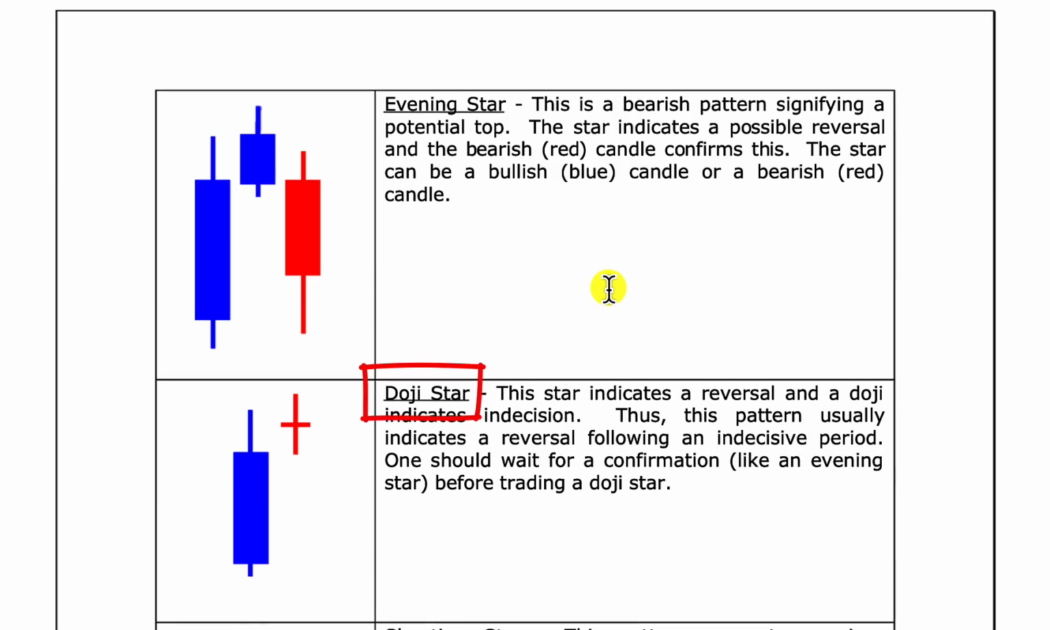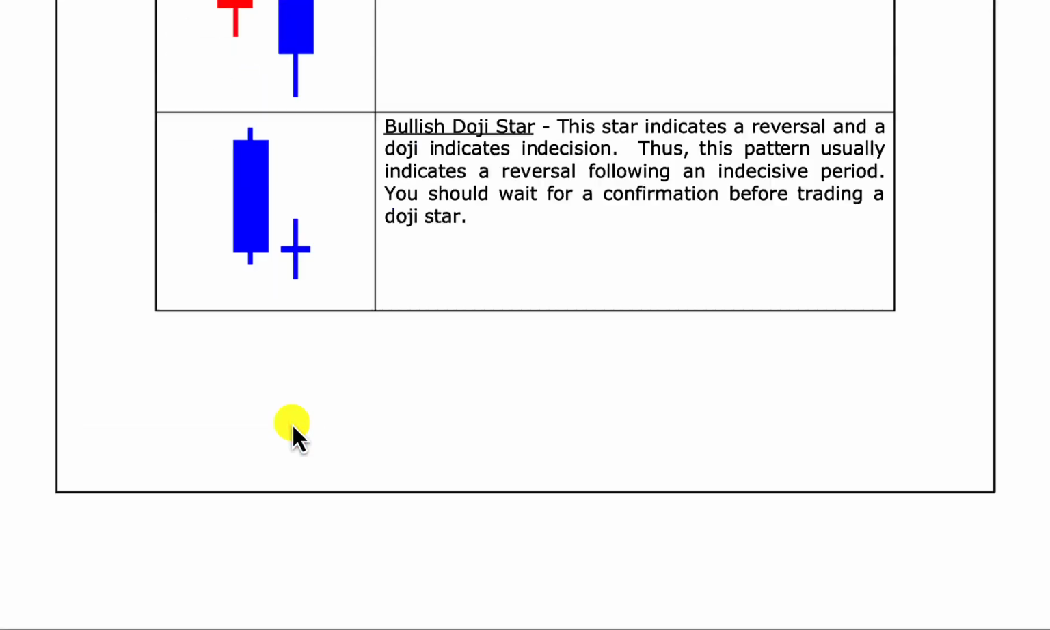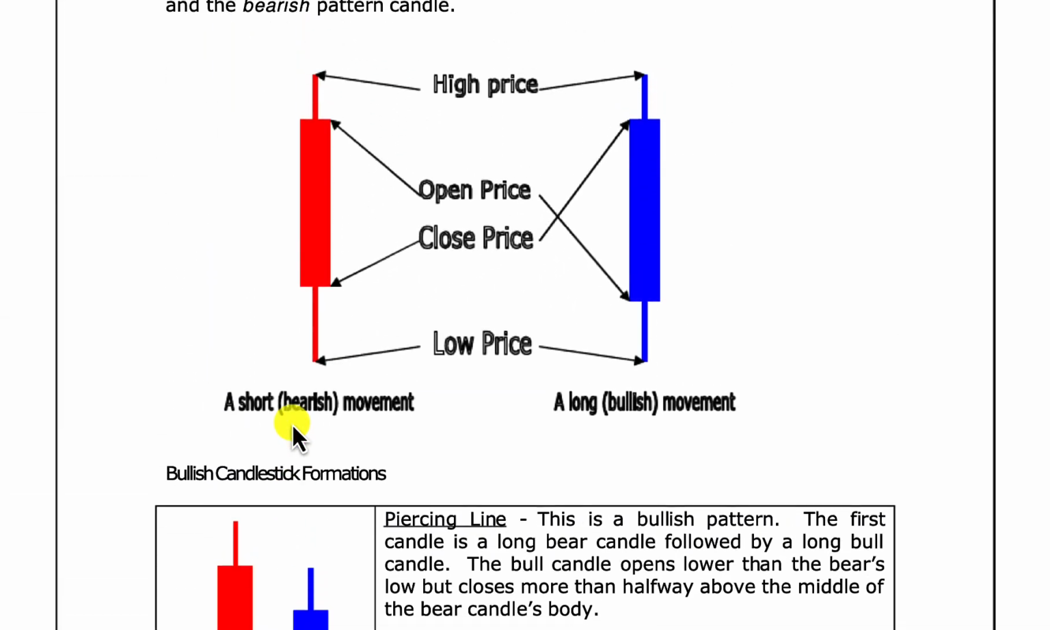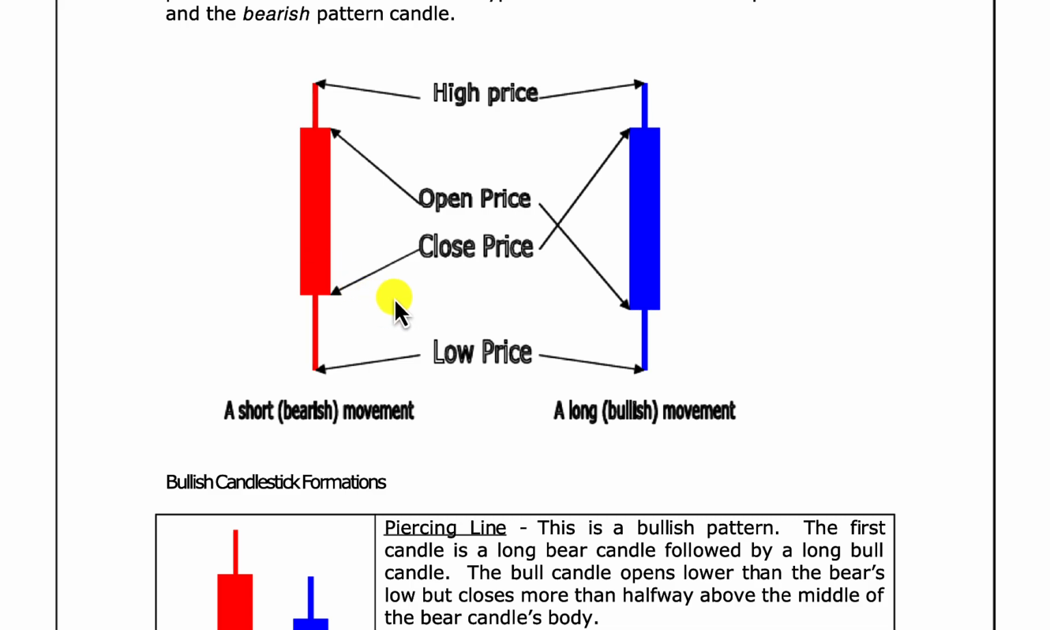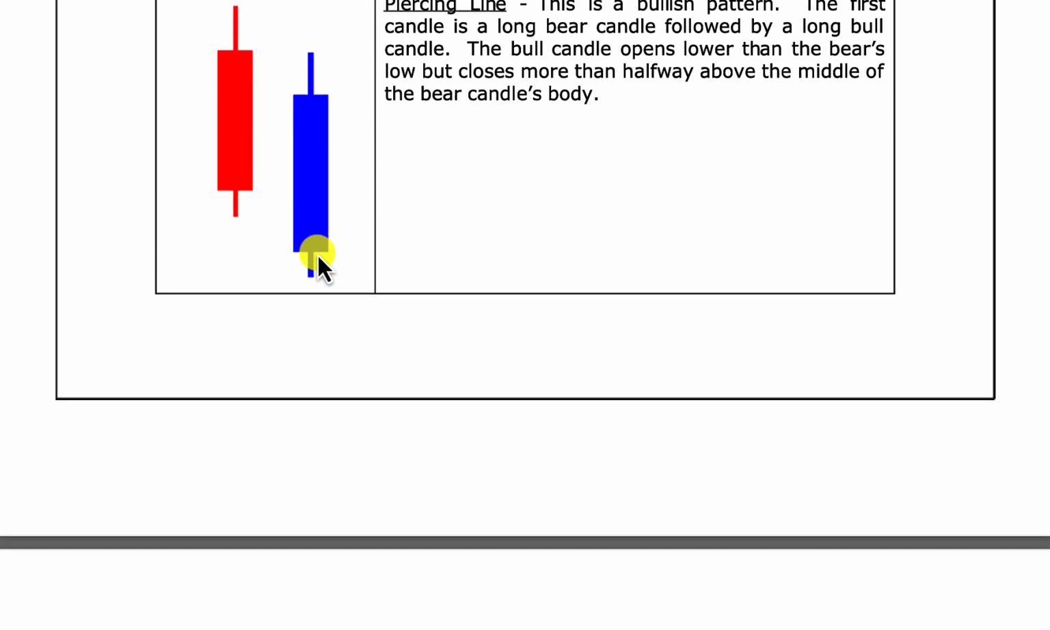Doji star, very similar thing to this. We had a look at the morning doji star. This is the evening doji star. Remember, a doji is when the market price opens and closes at the same price. If you go back to the beginning of this, you'll remember that the opening and closing prices form the shape of the candle along with the highs and the lows. So if the opening price and the closing price are identical, you will get a line there and not a body like we see on that candle.